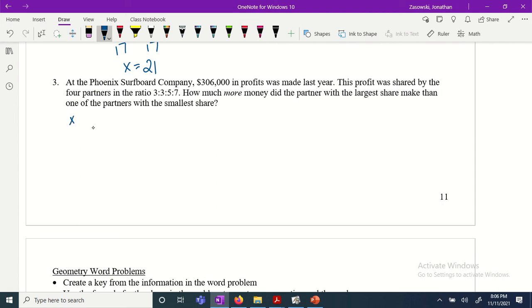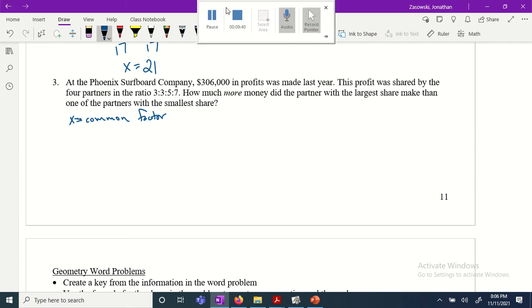So x is equal to the common factor. Hopefully you did that. And then it's not always going to be adding. You're going to have to check. If this was like an area question, you might be multiplying. So what equation are you going to build? Hopefully you built 3x plus 3x plus 5x plus 7x. So just attach an x onto our ratios, and then we're adding them together to get our total. All right, go ahead and solve it.